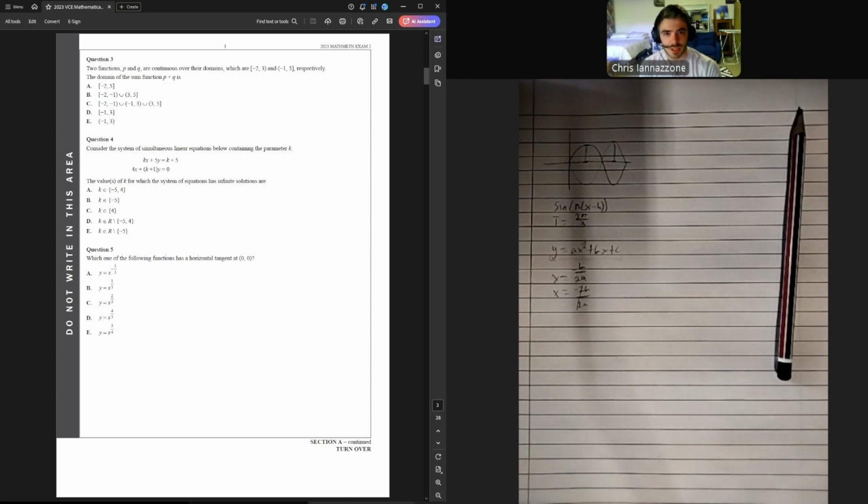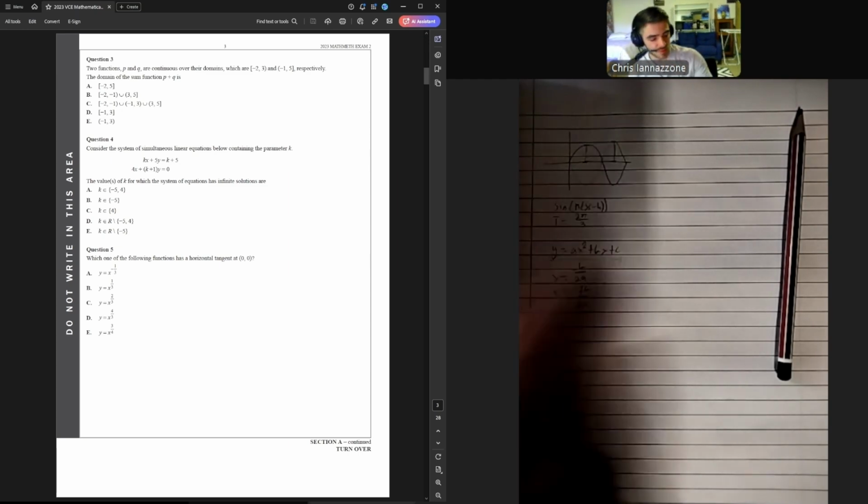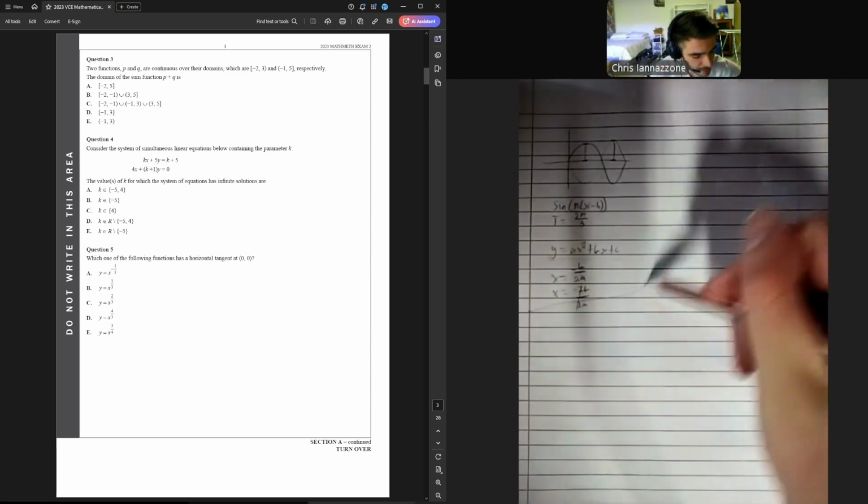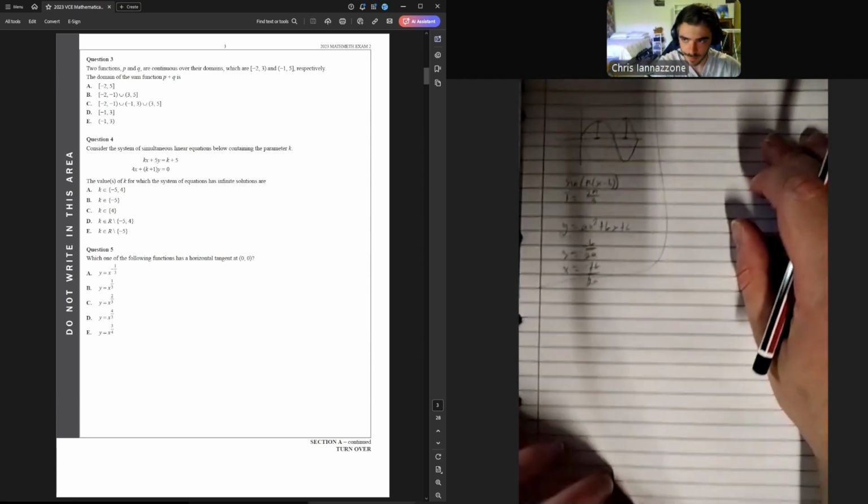So the key thing to watch out for here is that you can only ever do arithmetic on functions where their domains overlap. So if you find it difficult to see exactly where they overlap just by looking at the numbers, then this is where drawing a number line can be kind of nice to help you out.